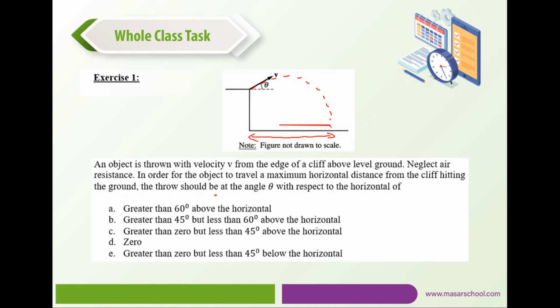Before hitting the ground, the throw should be at an angle theta with respect to the horizontal, and we know that in this case it should be greater than 0 but less than 45 degrees above the horizontal. So this is the case which is part C. Because we've said previously we're measuring the angle above the horizontal and not below the horizontal, which makes E a wrong choice.